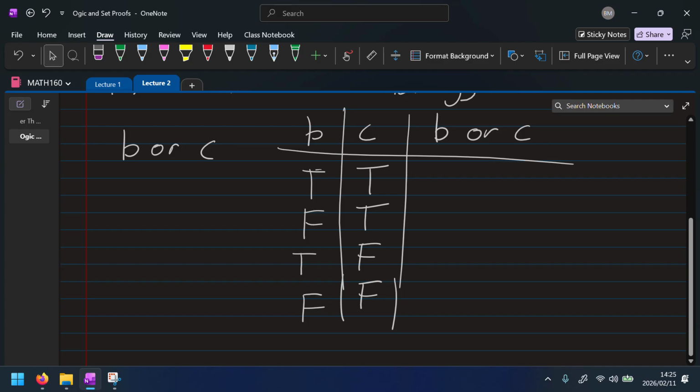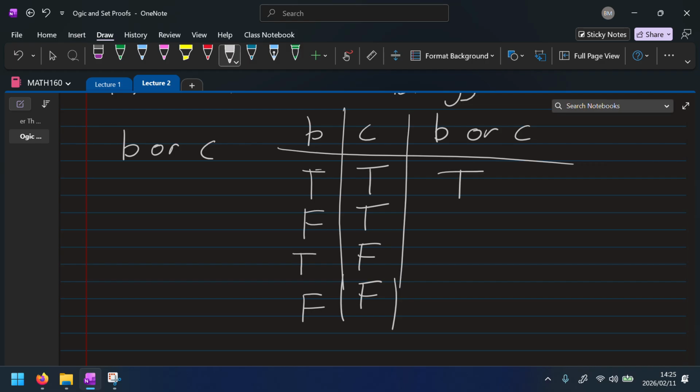Okay, so true or true, that will be true. What about false or true? What do you guys think? False or true? True. One of them is true, so it's true.